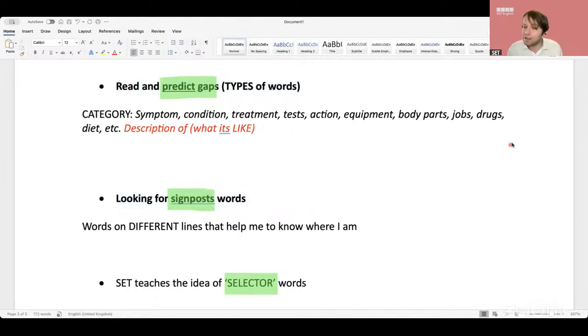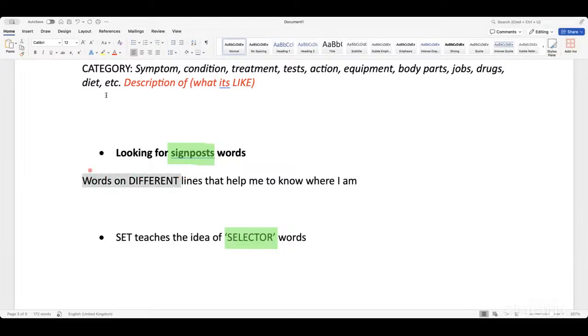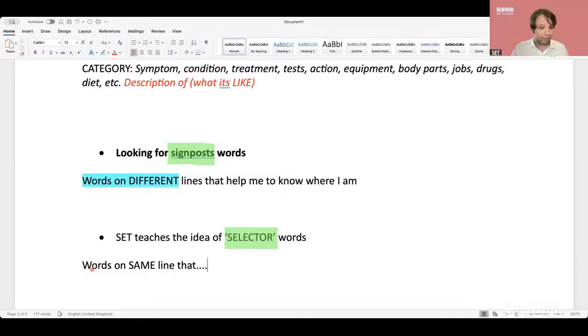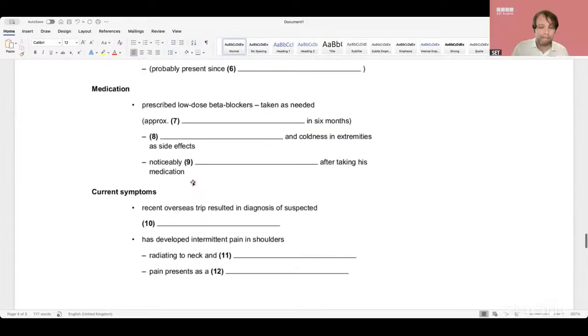What about selectors though? Yunus, is a selector word on the same line or a different line? It could be on the same line, and it could be at the beginning of this question or at the end of this question on that sentence. Exactly, guys. They're usually on the same line. So what is a selector word? It's not a signpost, right? What is it?